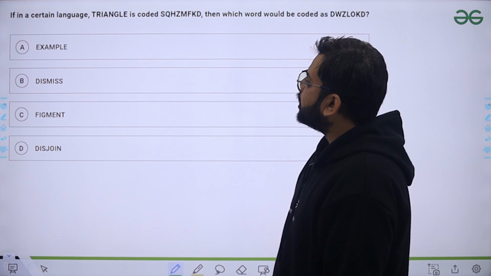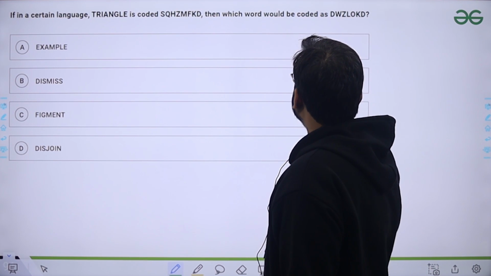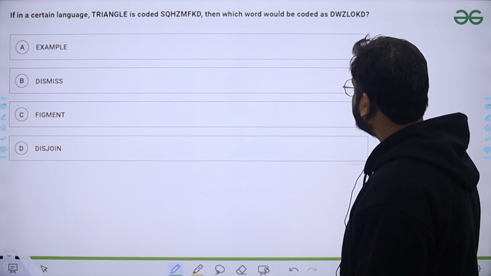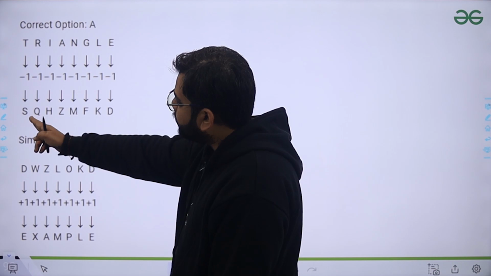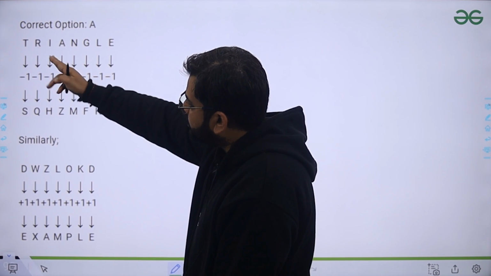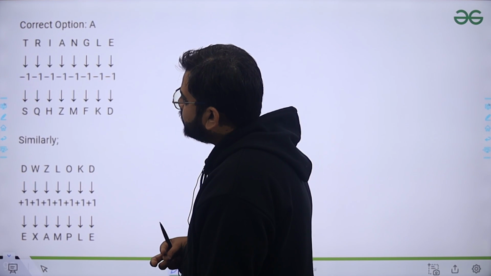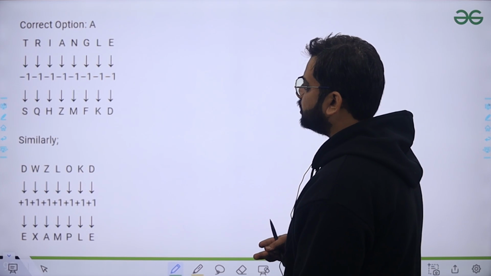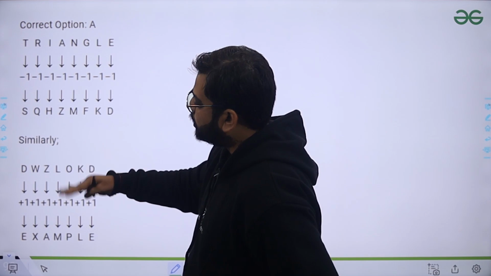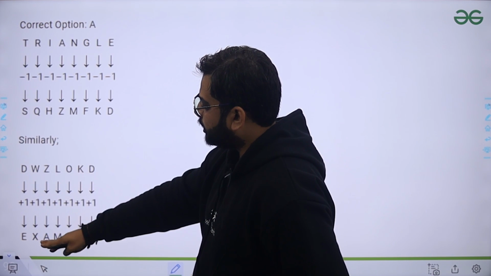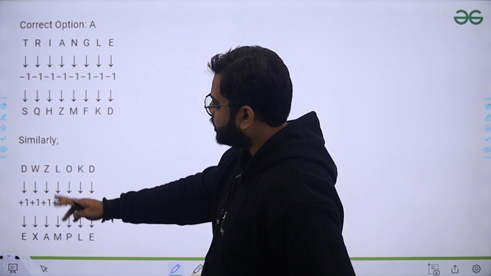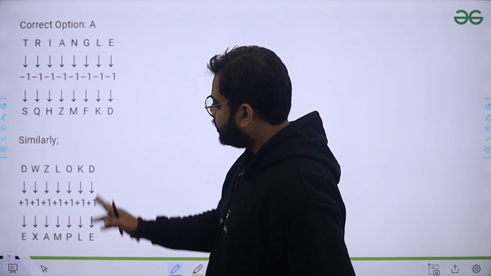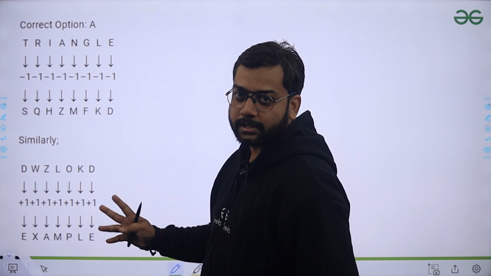In a certain language, triangle is written as this. So what will be DWZLOKT? Let's see. Triangle: each letter is changed, because if you see, S is just after R, T will come; Q then R comes, H then I comes, Z then A comes, like this. So similarly, one letter minus: for D, E; or for E, D; for X, W; for A, Z; for M, L. So this is just a one letter plus and minus game.